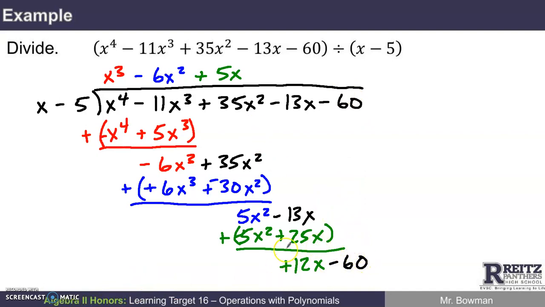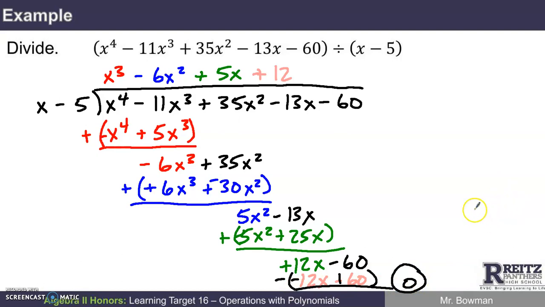So this is the last step of the process. What do I need to multiply by x to get 12x? 12. So if I multiply 12 by x minus 5, look what happens. I get 12x, and 12 times negative 5 is negative 60. And thankfully, when I subtract this, what I get is 0. That's my remainder.